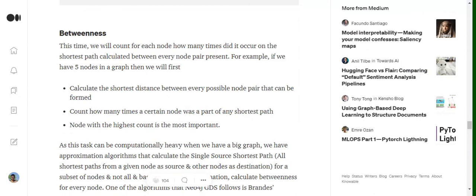Because eventually, if this node gets removed, it might be the case that the length of the shortest distance increases for most of the nodes. So, following this idea, betweenness is a node which is part of the most number of shortest paths, and it should be considered the most important.